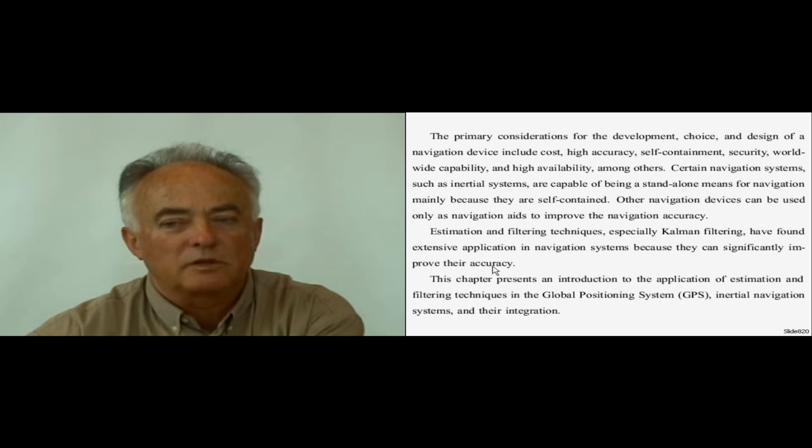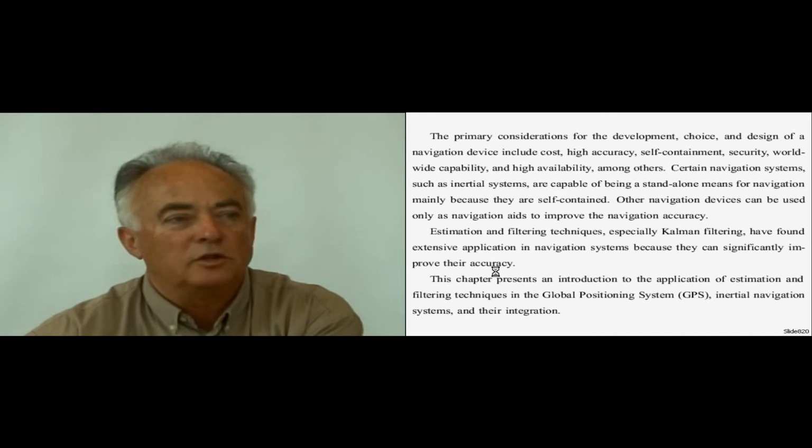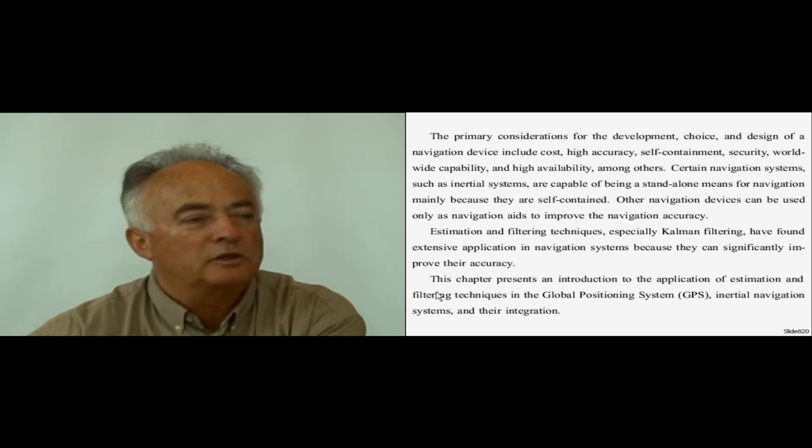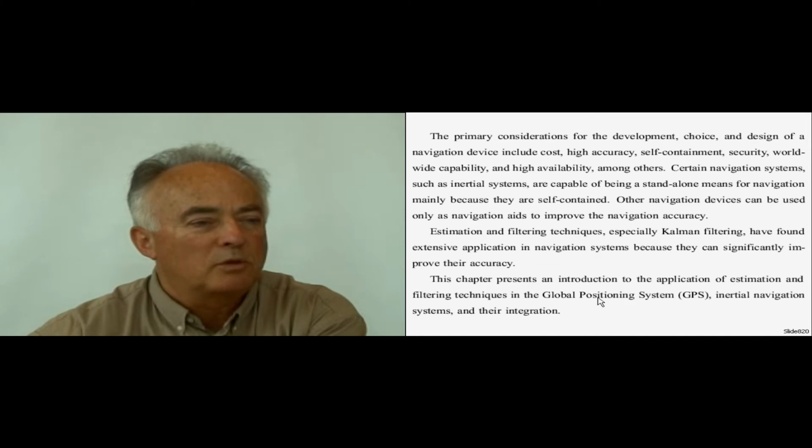It turns out that a lot of the errors are quite well modeled as white noise entering linear or nearly linear dynamic systems, and this is why the estimation of the state can improve the accuracy over the measurements. In this chapter, we'll have a brief introduction to the application of estimation and filtering techniques to the global positioning system, GPS, inertial navigation, and a discussion on their integration.